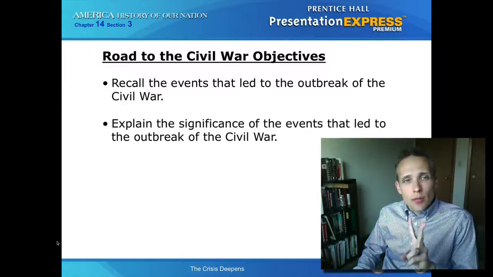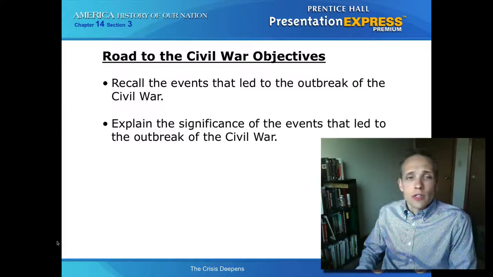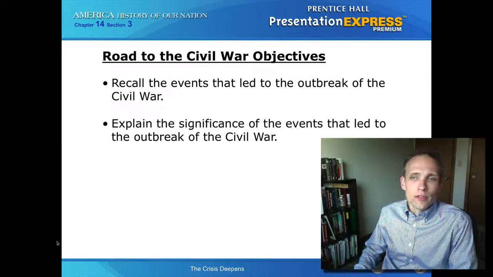Okay, this is the second part of the road to the Civil War. Same objectives here, just being able to recall the major events that led up to the outbreak of the war, and the significance of them. Why were they important to the lead up to the outbreak of the Civil War? What part of them helped cause it, essentially?